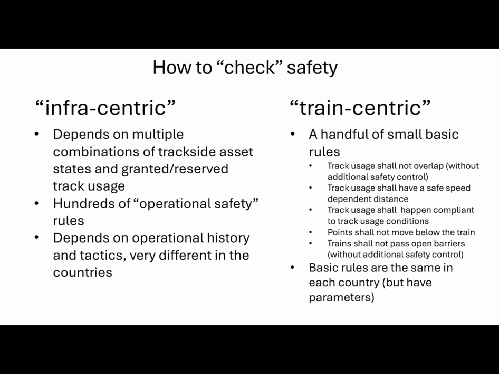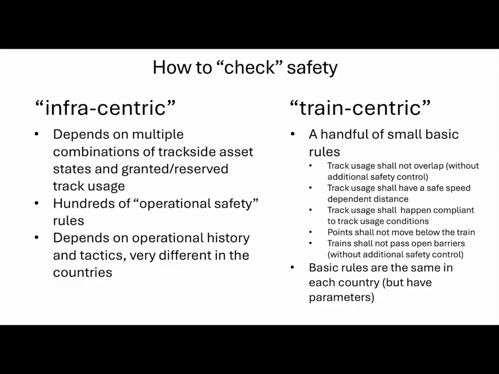This is basic. Or, for example, that the speed should be compliant to the track usage, or that when track usage happens adjacent to each other, the distance of the track usage should be compliant to the speed of the objects. So, if there's a risk of slipping through the outside of the granted area, this can be handled. So speed and distance should apply to each other. And of course, points shall not move below a train. And of course, trains shall not pass open barriers. But this is basic safety.